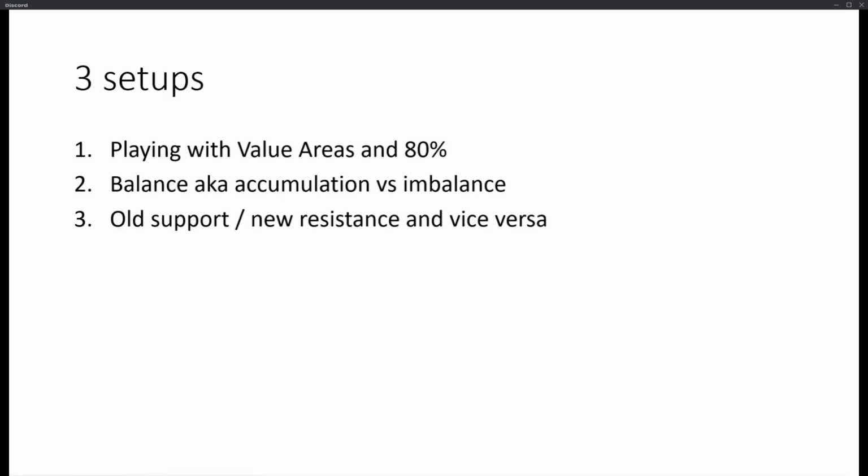The three setups that we focus on a lot: first, the value area 80% rule, just because it has an 80% winning chance. Then we have the accumulation setup that I said is the bread and butter for me. I focus on that a lot. And then old support, new resistance, and vice versa. That's the old school stuff, but it really works, still valid. You're looking for old support becoming resistance, and resistance becoming support, and you're trying to play that.